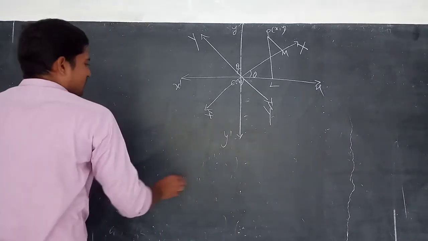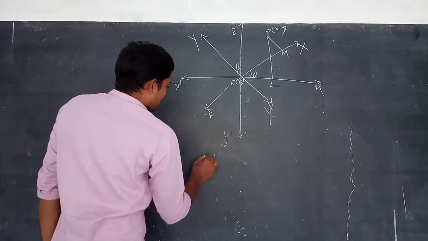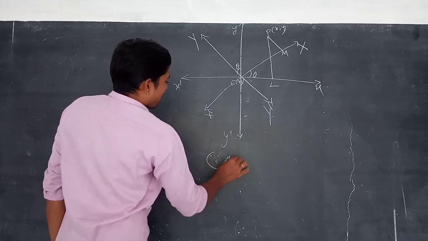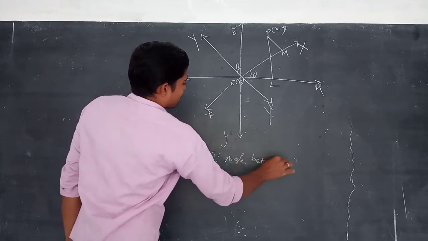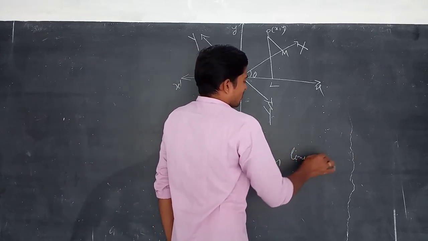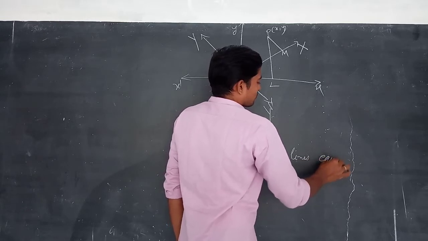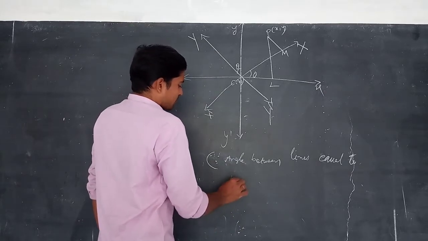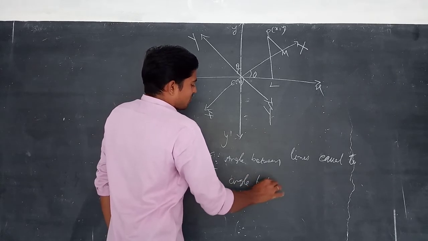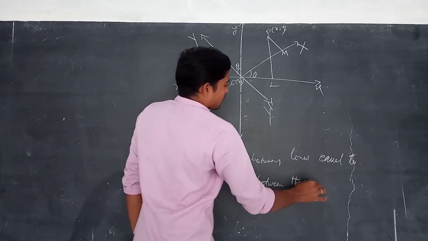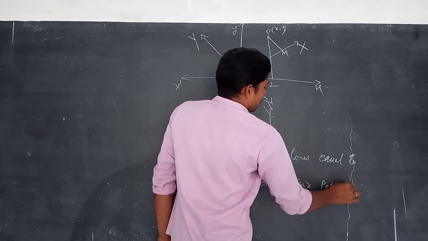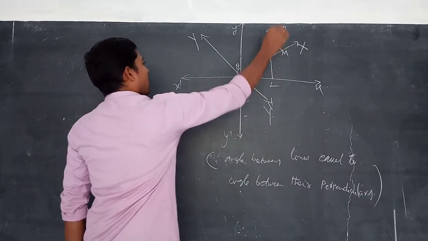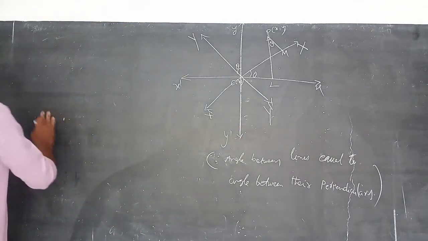I said the angle between the lines is equal to the angle between the perpendiculars. Note that point. Since the angle between lines is equal to the angle between their perpendiculars, here also we have theta. Now see the proof.